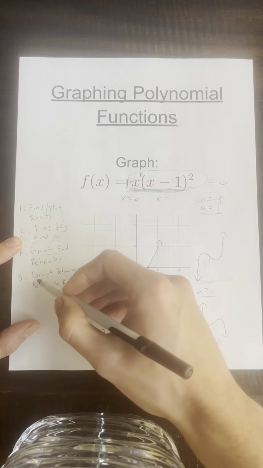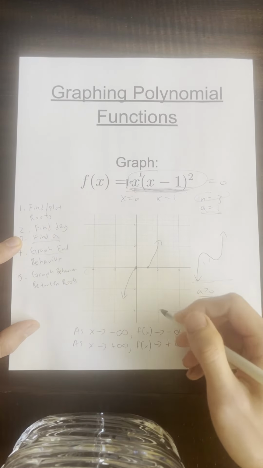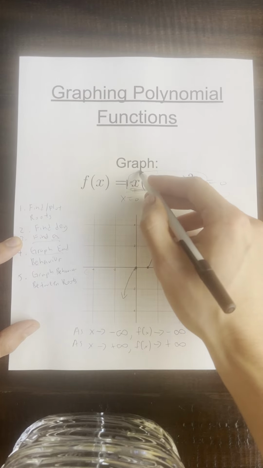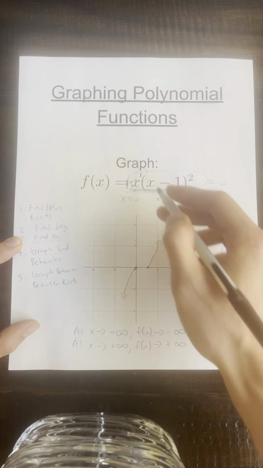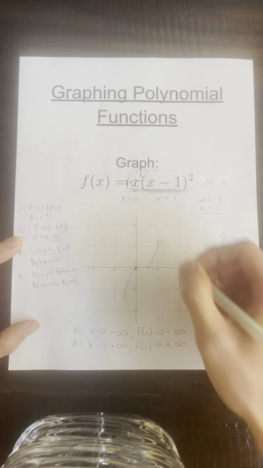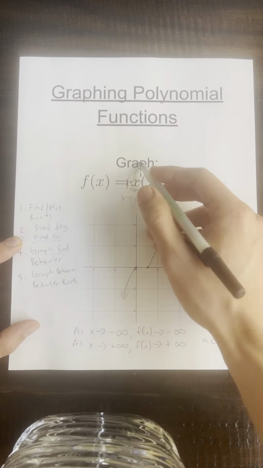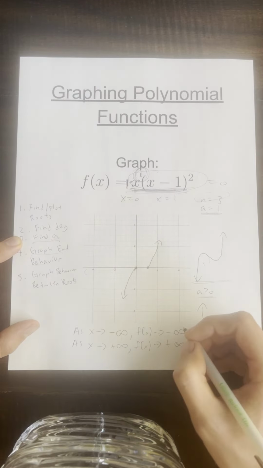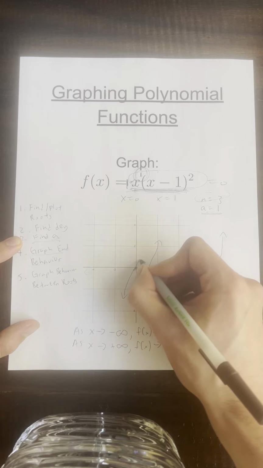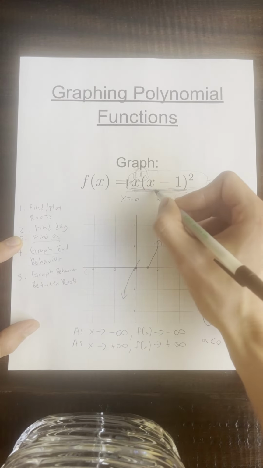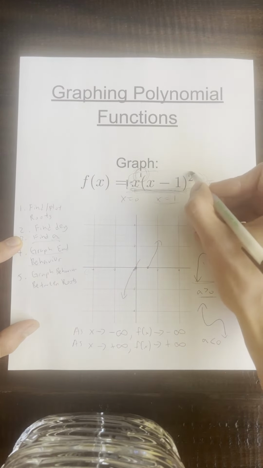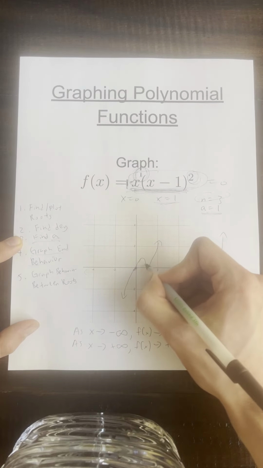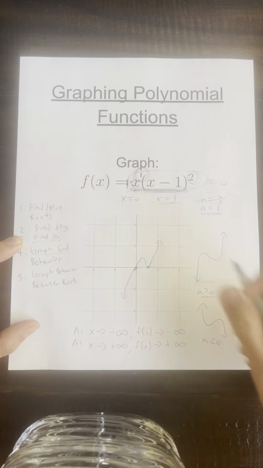Our last step is to graph the behavior between the roots. So for this root, x equals 0, do we have an odd multiplicity or even multiplicity? We have an odd multiplicity. So does that mean we have to bounce off, or are we going to pass through this root? We're going to pass through this root. How about for x equals 1? We have an even multiplicity, so that means we have to bounce off of it. So this is your graph.